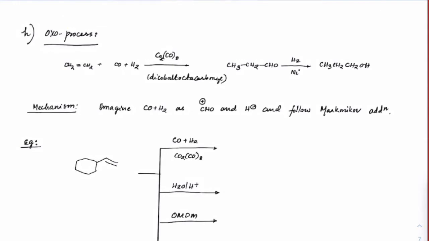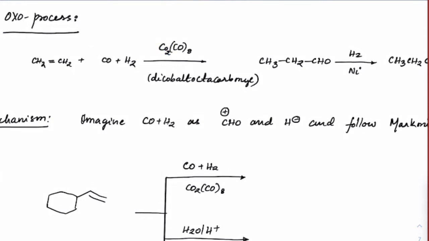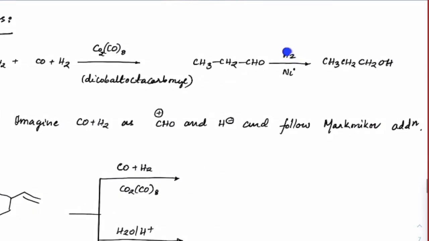If we take dicobalt octacarbonyl, that is Co2(CO)8, in the presence of carbon monoxide and a sufficient amount of hydrogen gas, in that case we will see CHO being formed at the carbon here. CHO will be formed here. And if you reduce that CHO, if catalytic reduction is done, then it will become alcohols.